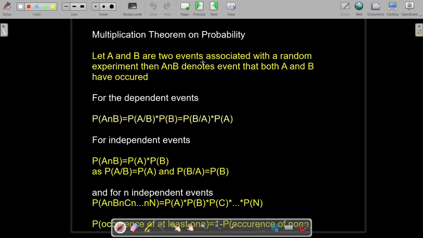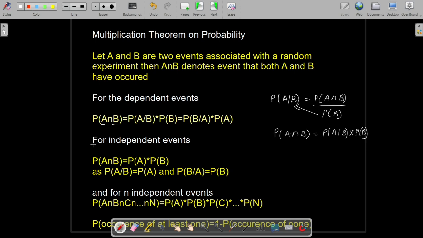Now next we move to multiplication law of probability. What is the multiplication theorem of probability? So for two dependent events, multiplication law says the probability of occurrence of both A and B is given by probability of A given B into probability of B. मैंने आपको क्या बताया था? Probability of A given B is equal to probability of A intersection B upon probability of B. तो अगर आप इसको ऐसे क्रॉस मल्टीप्लाई कर दो तो आपके पास क्या आएगा? A intersection B is equal to probability of A given B into probability of B. And अगर आपके पास B given A है तो probability of B given A multiply probability of A.